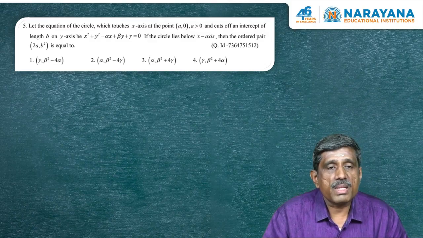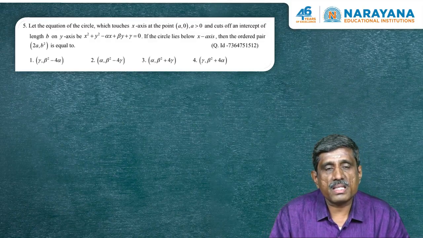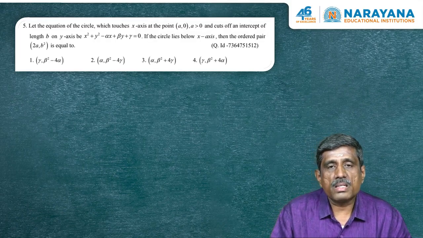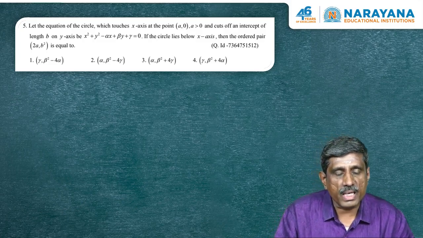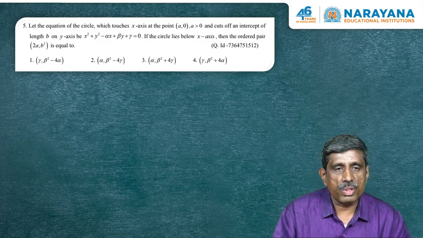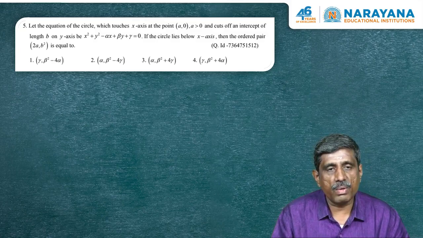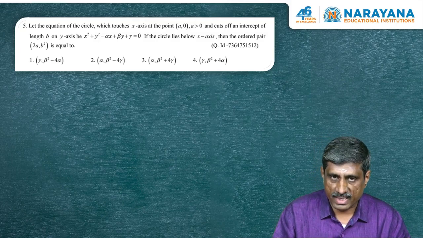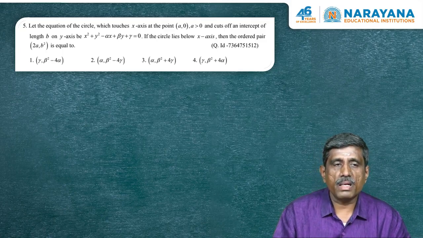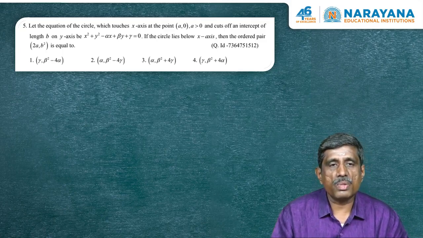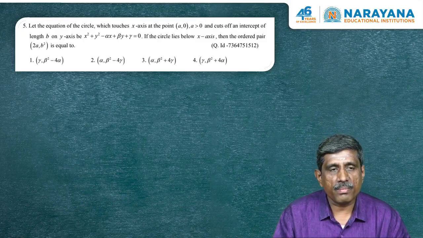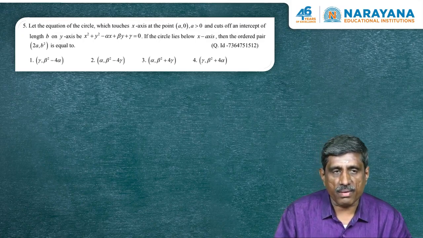Let the equation of the circle which touches the x axis at (a, 0) and cuts off an intercept of length b on the y axis be x square plus y square minus alpha x plus beta y plus gamma is equal to 0. If the circle lies below the x axis, then we are asked to find the ordered pair (2a, b square) in terms of alpha and beta.